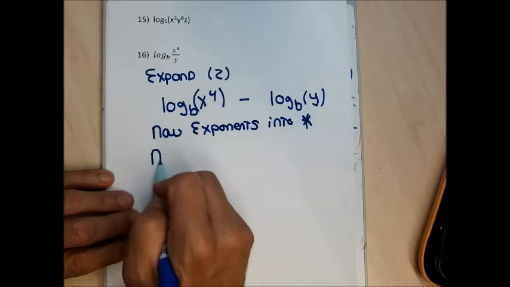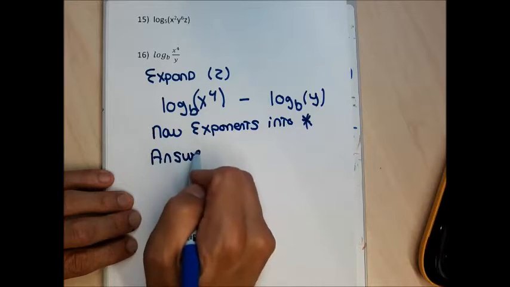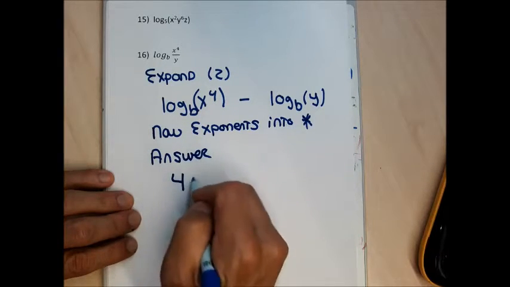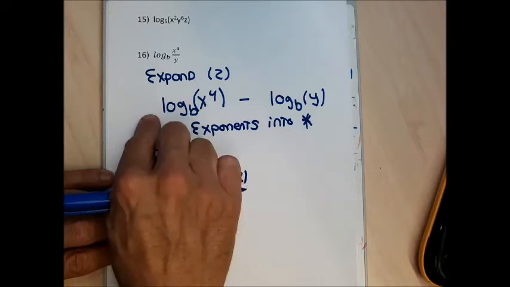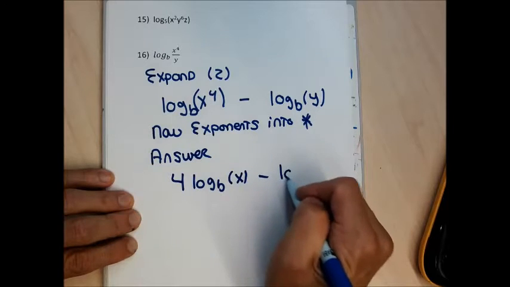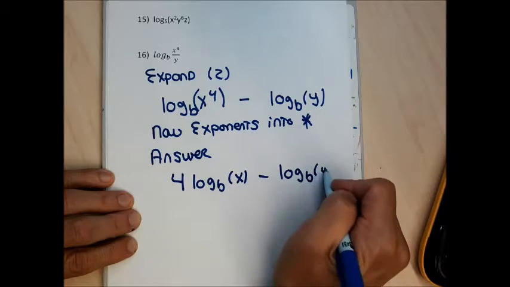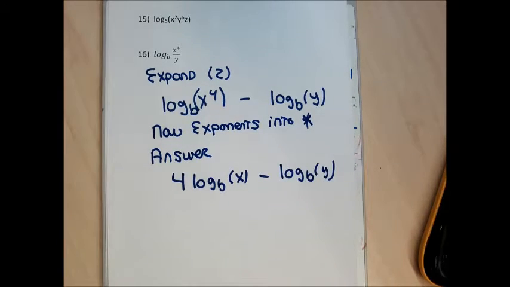So my answer is going to have 2 logarithms. The first logarithm is going to be 4 times the log base b of x, making the exponent into a multiplication using that third rule. The last logarithm doesn't have an exponent, so it doesn't need to change. Your 15 doesn't work like that.